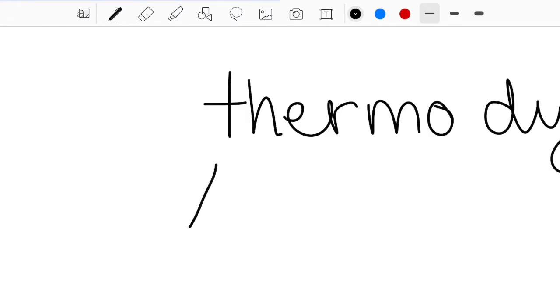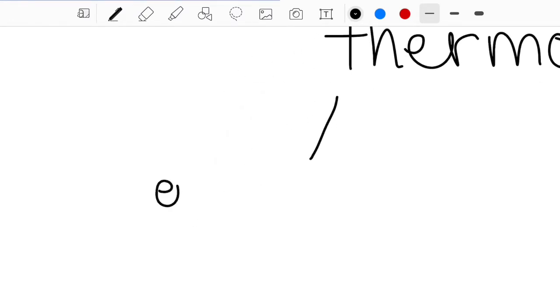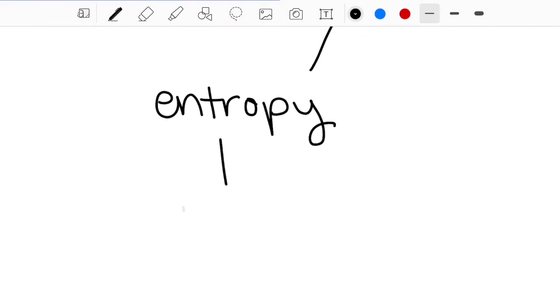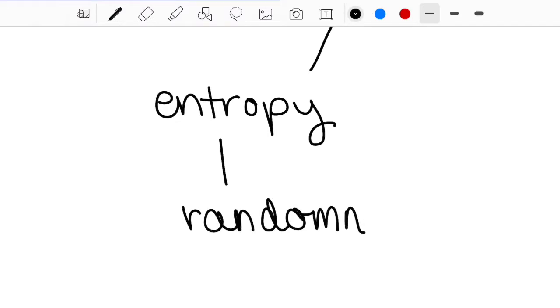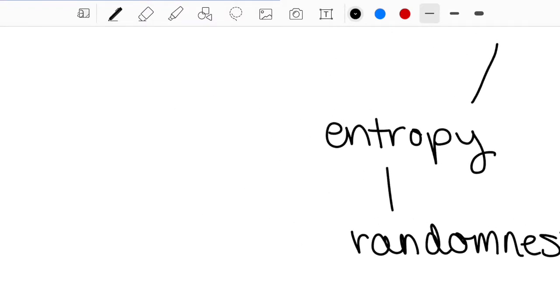And the next thing that you guys talked about was entropy. So entropy is what we call randomness. And it is represented by delta S.